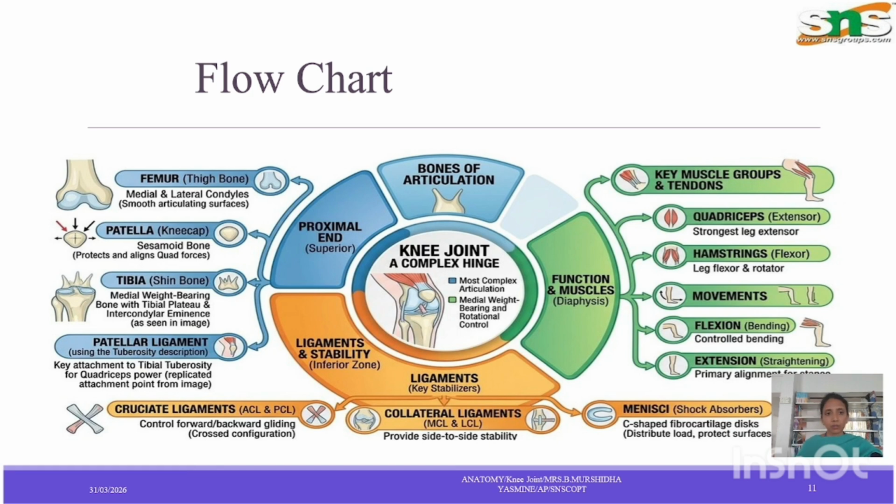So to summarize what we discussed now, knee joint, starting from here, is a complex joint. It's a hinge joint. So most complex articulation, medial weight bearing and rotation control happens here. And the bones of articulation, as I said, tibia, femur, the patella take part in forming the knee joint. So the proximal end, femur, thigh bone, medial condyle and lateral condyle give you the smooth articulating surface.